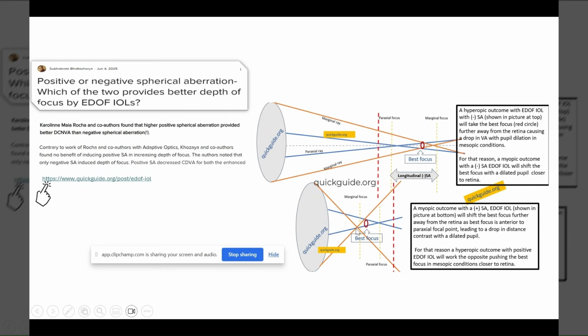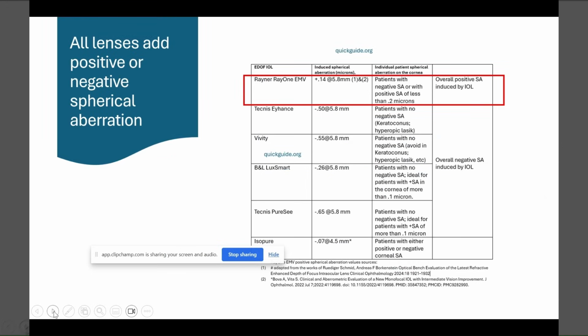And again, the contrary is true for positive spherical aberration. Here you have the marginal rays of light falling before the paraxial rays of light, right? And if you have a very high myopic outcome, then the best focus further shifts with pupil dilation. The best focus further shifts away from the retina. In these cases, probably a hyperopic outcome may be a little better than having a myopic outcome of the same amount, right? So that is my thought here.